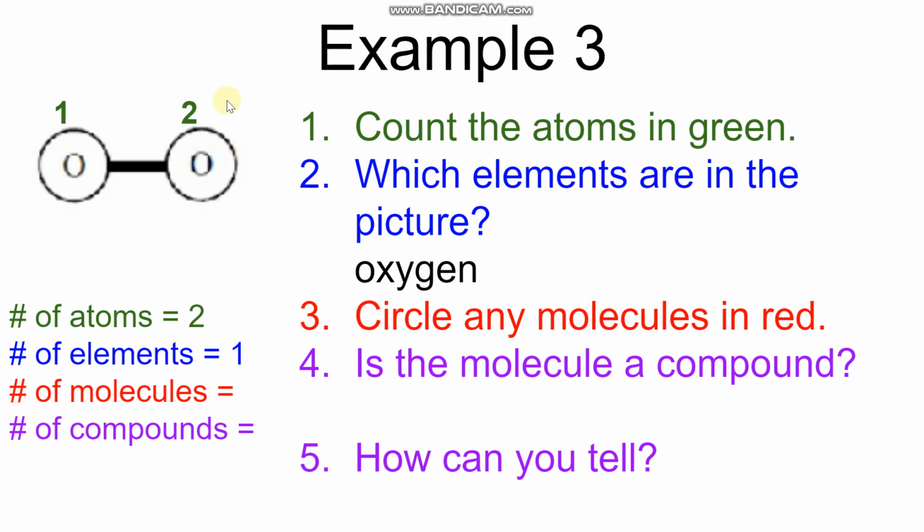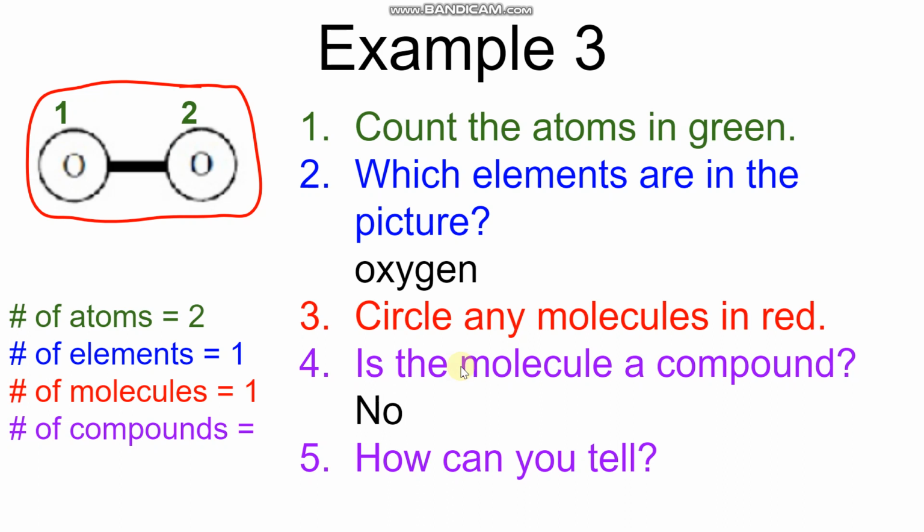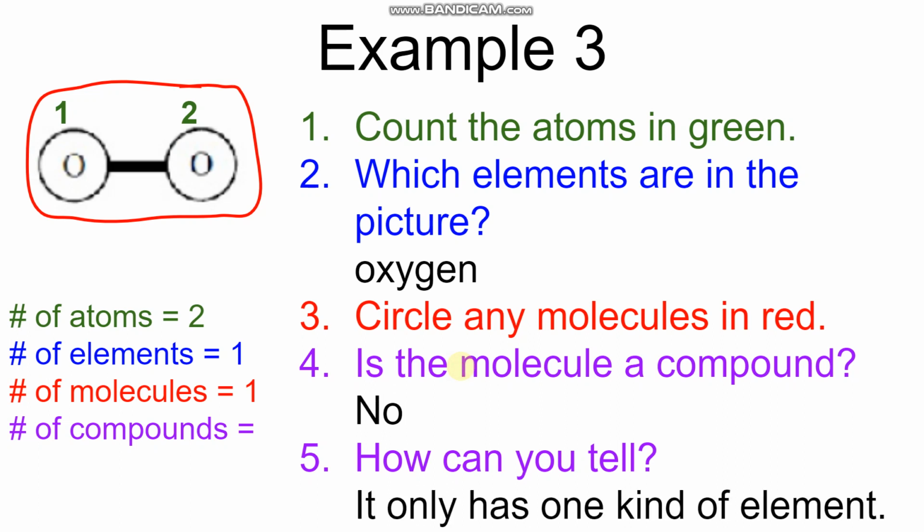Circle any molecules in red, so we're going to go ahead and circle that. And so there's one molecule in the picture. Is the molecule a compound? No, this one is not a compound. How can we tell? It only has one kind of element, right? Oxygen is the only element in this molecule.